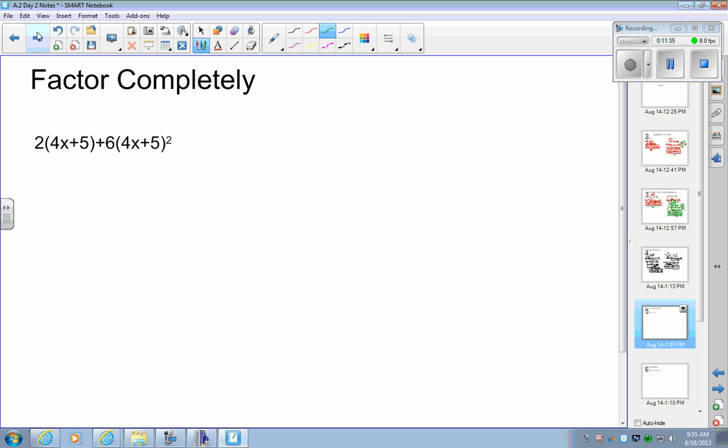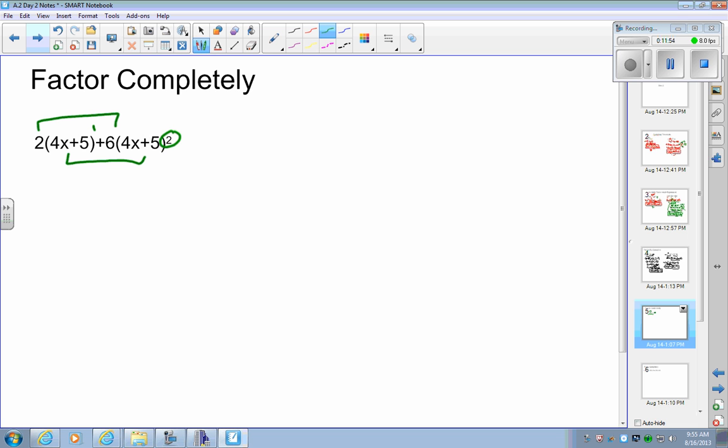Next, something that looks like this. Same idea is kind of one that you had before. You get two blobs here. This is the first power. This is to the second power. But you've also got two other things that have GCFs as far as the 2 and the 6 go.